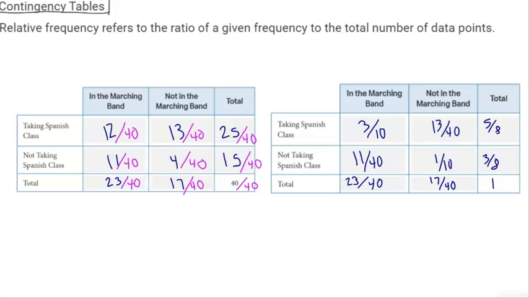So if we were asked to find the relative frequency or the probability that someone in the marching band does not take Spanish, we would say 11 out of 40. If we were asked for the probability that someone takes Spanish class, we would add these up and get 5/8, so on and so forth.